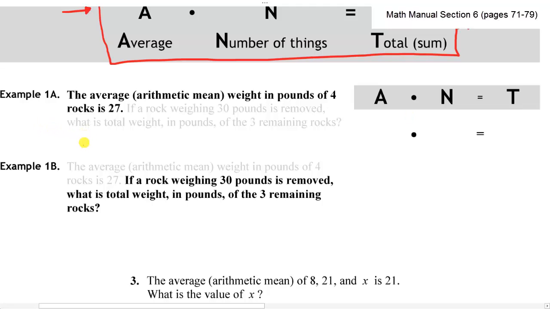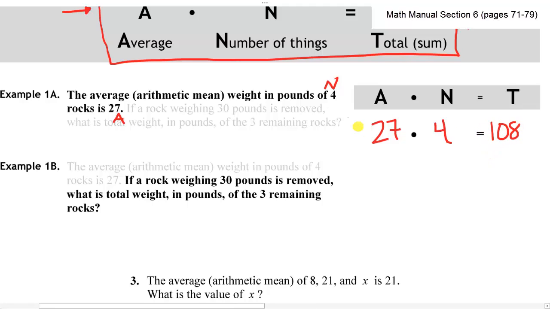If you want to try this on your own, you can press pause. I'm going to go ahead and work through this right now. So this question tells us that we have 4 rocks, so that's a number of things right there, and that the average weight of those 4 rocks is 27. So that's an average. So average times number equals total. Our ANT formula here would look like 27 times 4, the average times the number of things, and that's going to give us 108. Now, what is that 108?